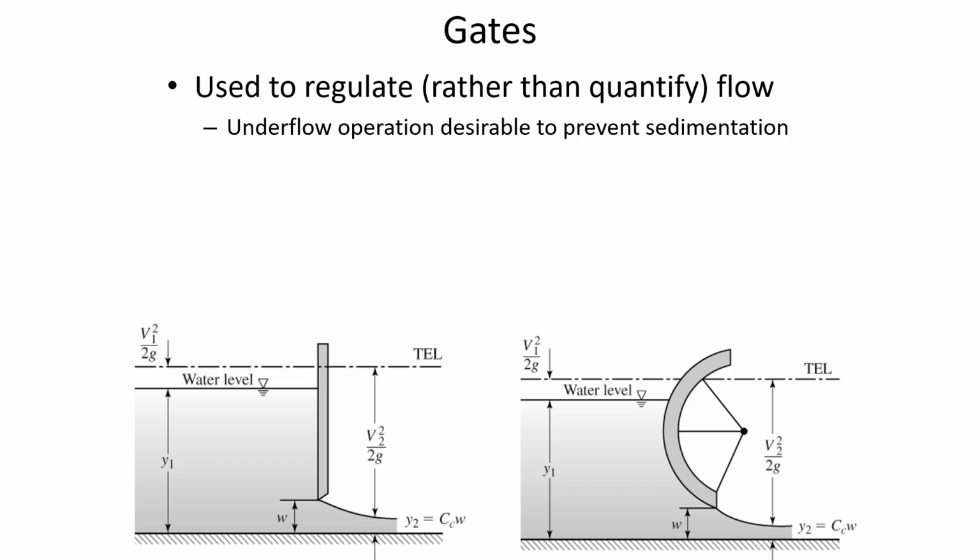Gates, in contrast, we can use to regulate how much water is going what direction. Maybe we want to stop the flow of water to a certain canal when it's not their day to irrigate, so we'd use the gate to close off the path for the water. And the fact that it's underflow also is nice because there's a good velocity here. It keeps any sedimentation from settling. So the underflow operations are considered a desirable side effect of operating a gate.